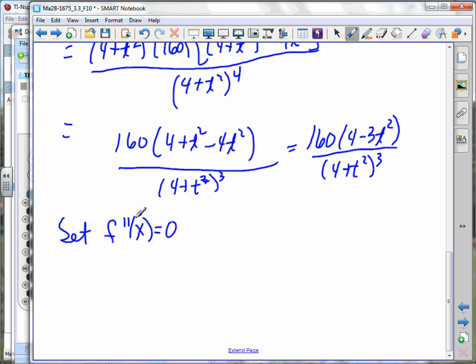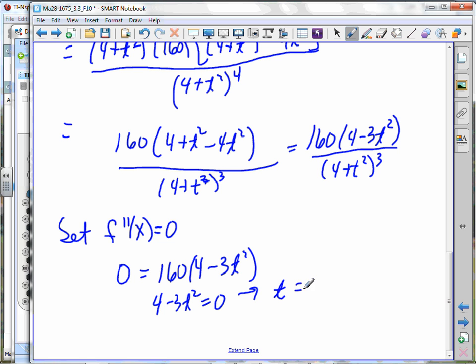What's the only portion of the fraction that makes any difference? The numerator. So I'm going to say 0 equals 160 times this. And that gives me that 4 minus 3t squared is the only 0 I could have. So t would be the square root of negative 4 divided by negative 3, or 2 divided by the square root of 3. I should have a plus or minus in there, but do I really need it?